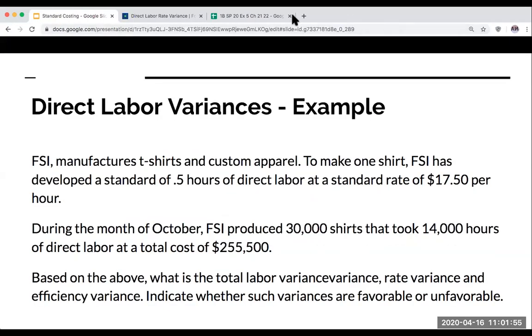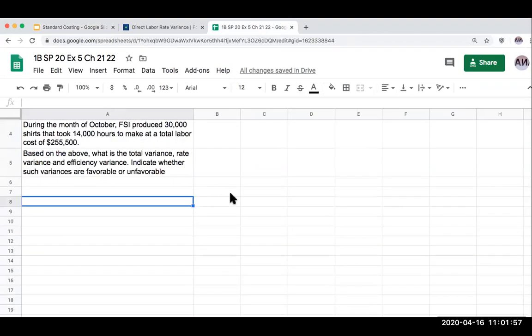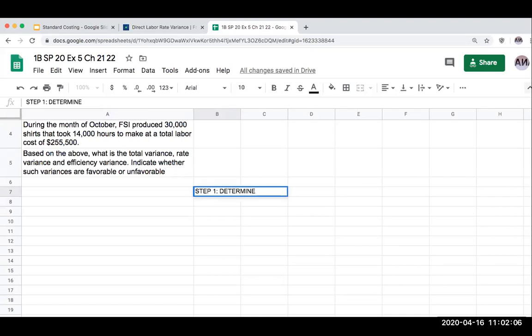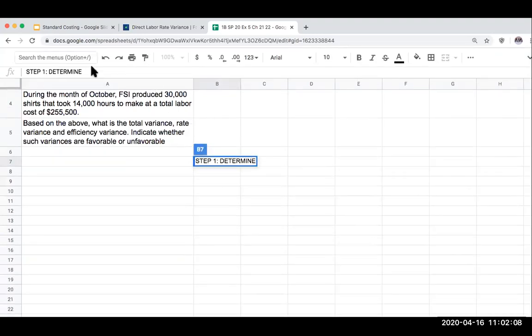So what we're going to do here is follow the same steps. Step one is we're going to determine the total variance.